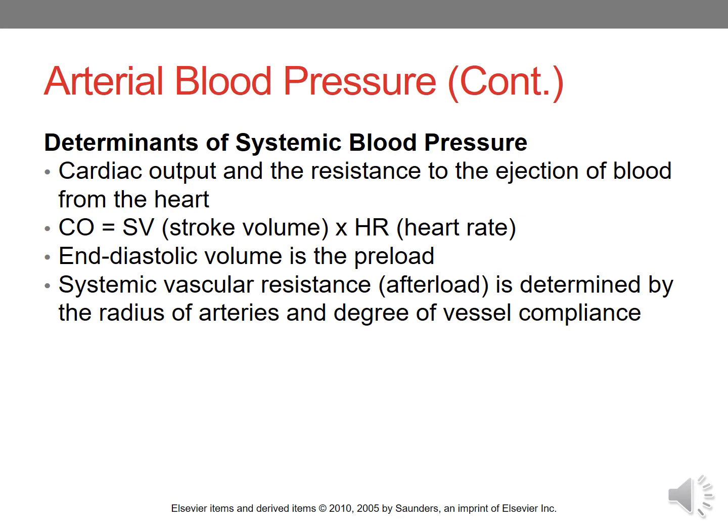Now, end diastolic volume is the preload, and systemic vascular resistance is what we call the afterload. Another way to visualize or understand this, going back to physiology: the preload is the volume of blood that's in the heart before it leaves the heart, before the contraction happens to push it out. Whereas afterload is the amount of blood that now leaves the heart and is out in circulation. So end diastolic volume is the preload. Systemic vascular resistance is the afterload, which means that the amount of blood that leaves the heart is now in systemic circulation, so it's in the systemic vascular area. And this resistance is determined by the radius of the arteries and the degree of vessel compliance.